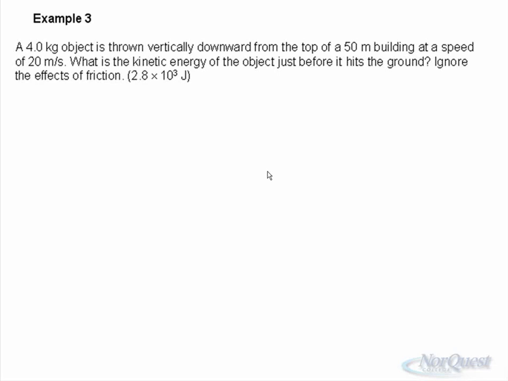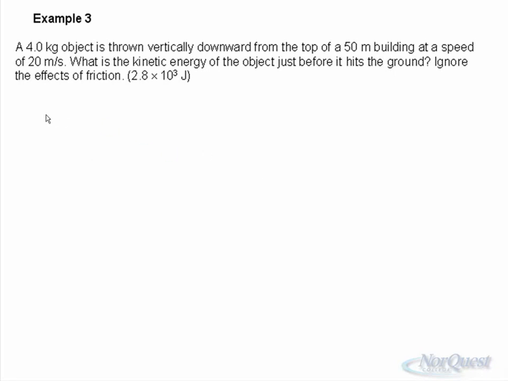Example 3 is a little bit more complicated than the first two. Here we have an object being thrown vertically downward from the top of a building 50 meters high with an initial velocity of 20 meters per second. What is the kinetic energy of the object just before it hits the ground? And it says ignore the effects of friction.